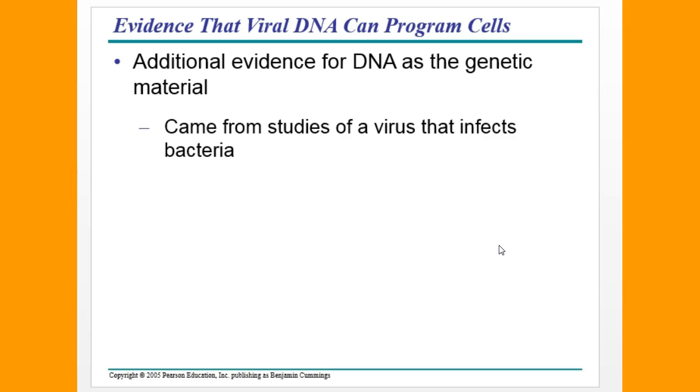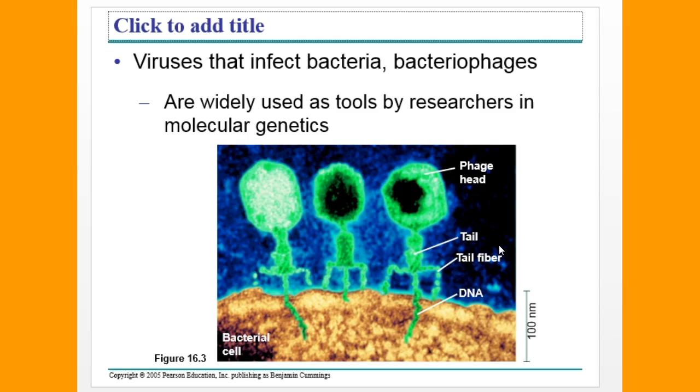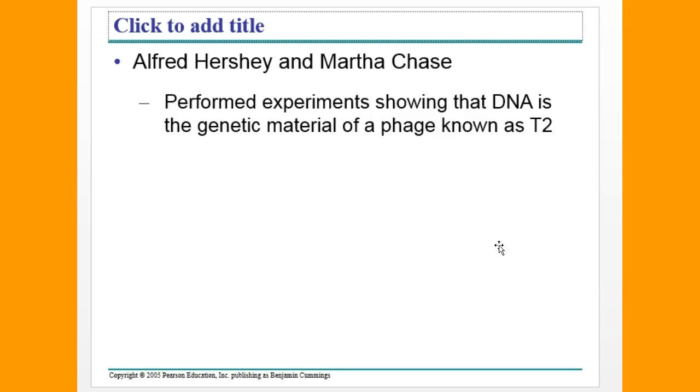Evidence that viral DNA can program cells. Additional evidence for DNA as the genetic material came from studies on a virus that infects bacteria. Viruses that infect bacteria are called bacteriophages. They are widely used as tools by researchers in molecular genetics. Bacteriophages make pretty decent markers to test for different things. Our researchers, Alfred Hershey and Martha Chase, performed experiments showing that DNA is the genetic material of a phage known as a T2 phage.